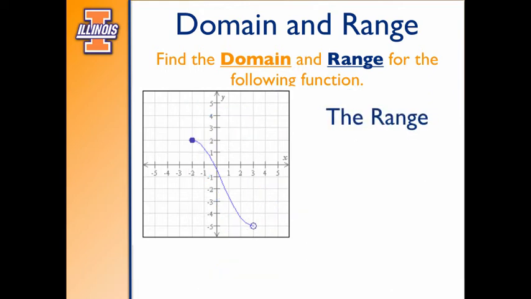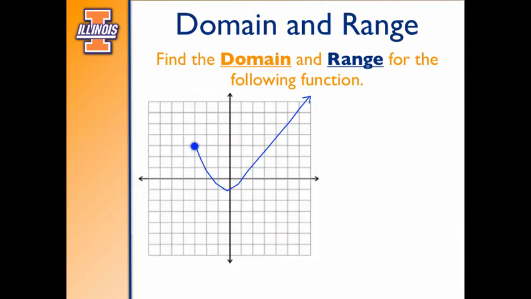So our inequality for the range looks like this: -5 less than y less than or equal to 2. And in set notation, we're going to have (-5, 2], where the parenthesis is next to the -5 and the bracket is next to the 2.